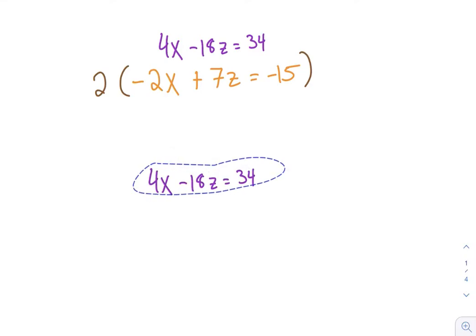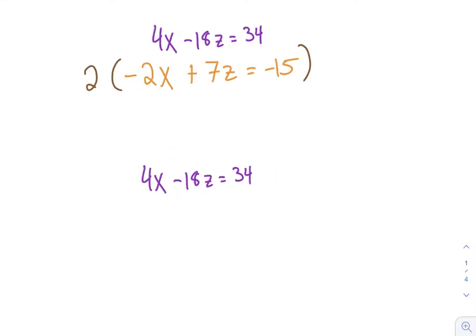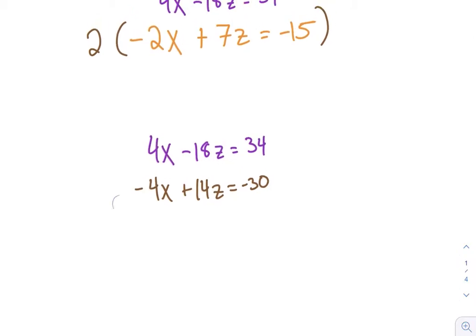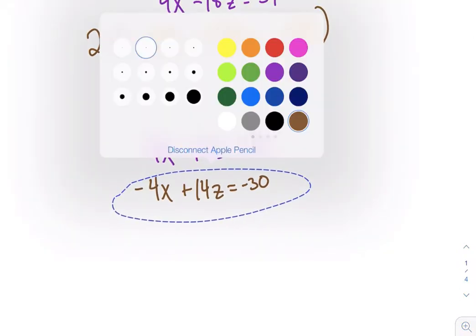So I'm going to copy the top equation down. The bottom equation gets multiplied by a positive 2, so 2 times negative 2 is negative 4. 2 times 7z is 14z, and 2 times negative 15 is 30. I'll go ahead and go back and make this orange.